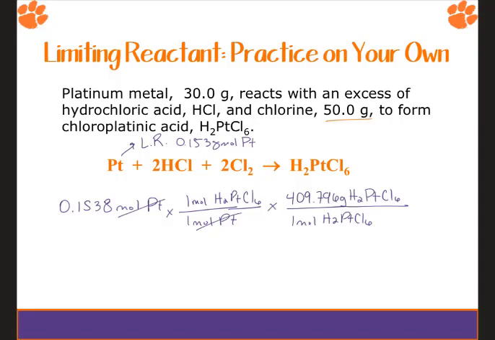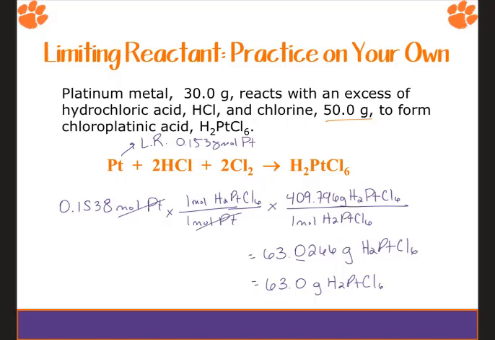So now we just take our number of moles, which is 0.1538, times our molar mass to get that we have 63.0266 grams of chloroplatinic acid, rounding it to 3 significant figures. That's 63 grams of chloroplatinic acid even.